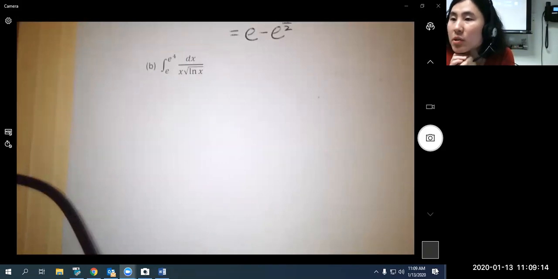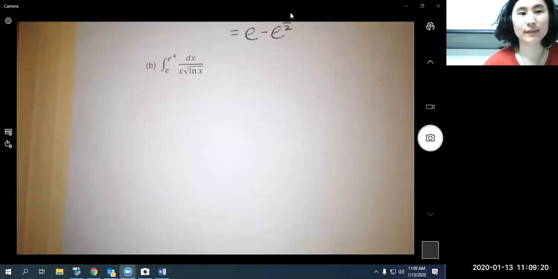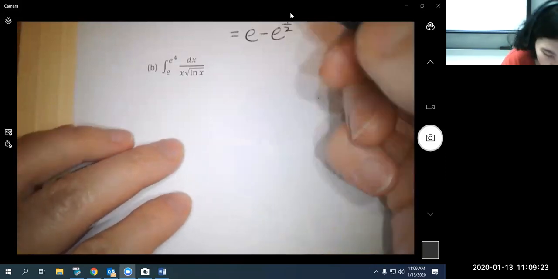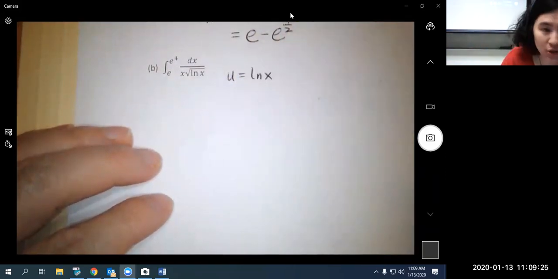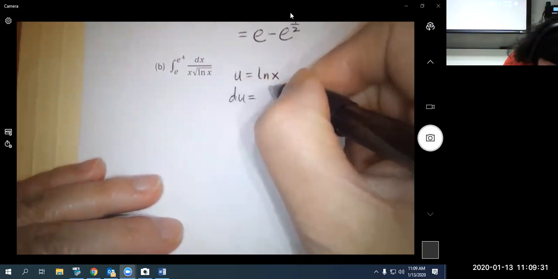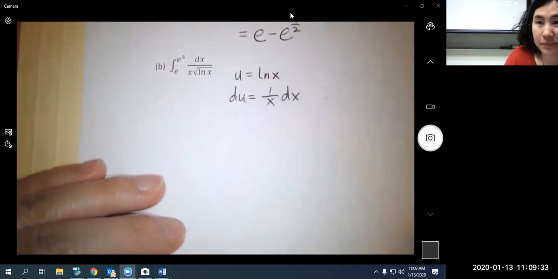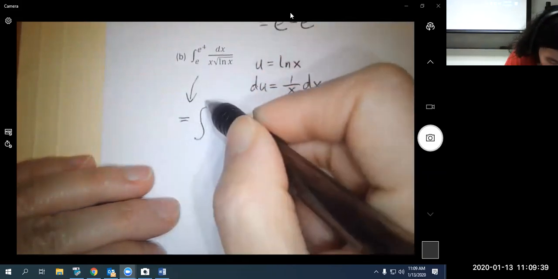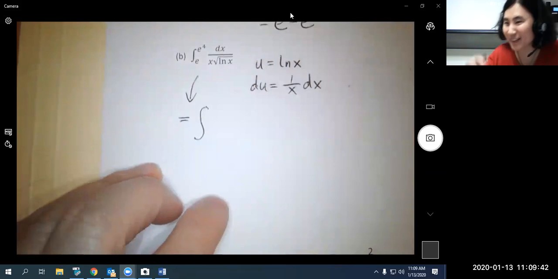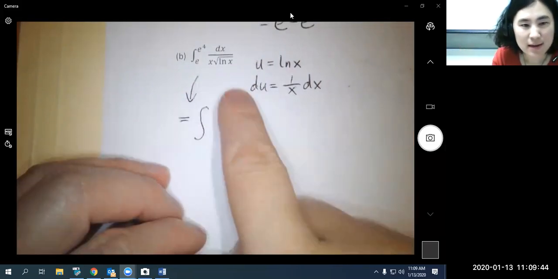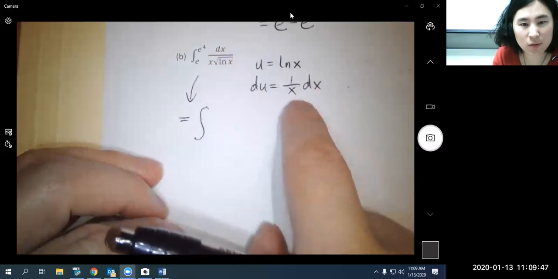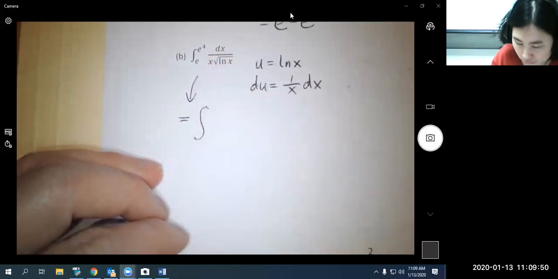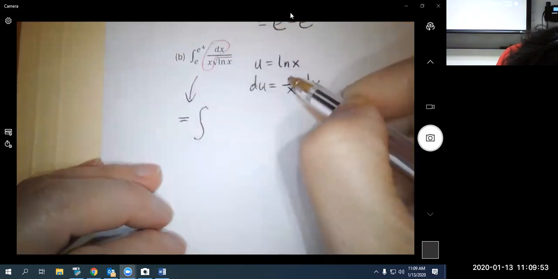So what substitution did you try? Yeah, let u equal what? Natural logarithm of x, right? ln x. Then we should have du equals what? 1 over x dx, right? And then the original integral becomes, see, I always make sure that I calculate the limits later, or you can do it at first. So dx over x is what? du. Okay, see here, dx over x is du.